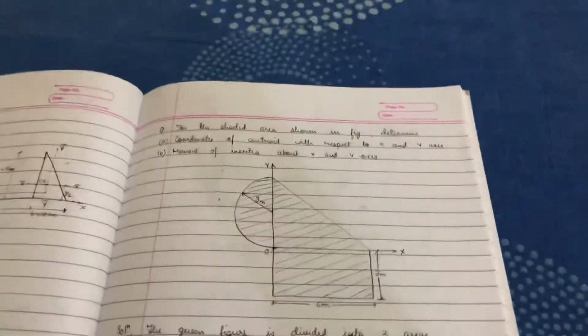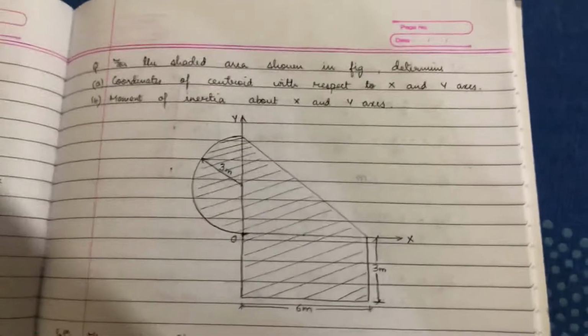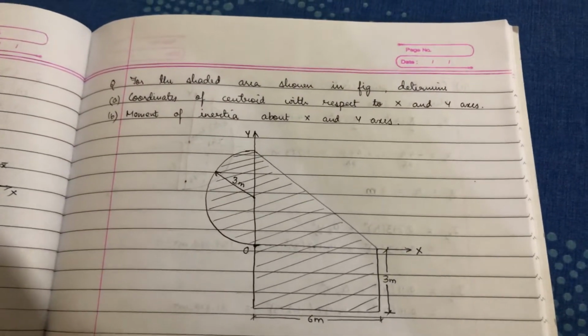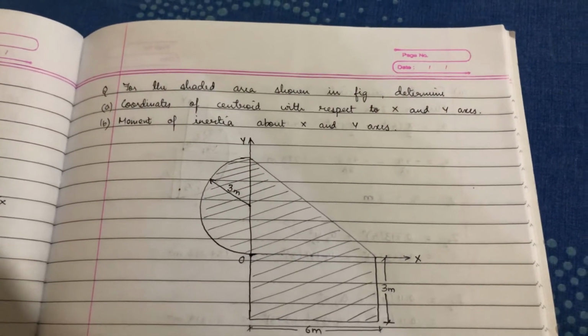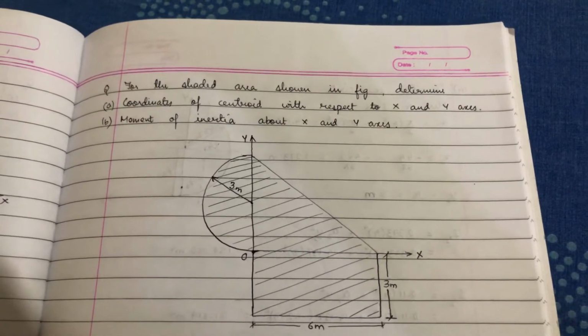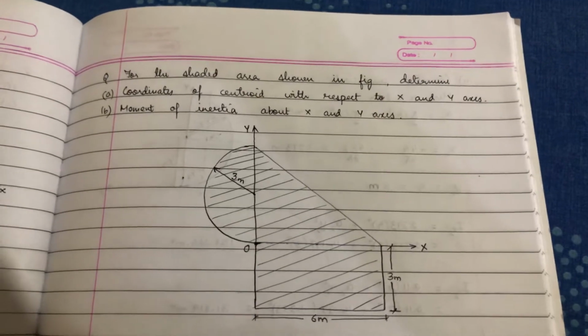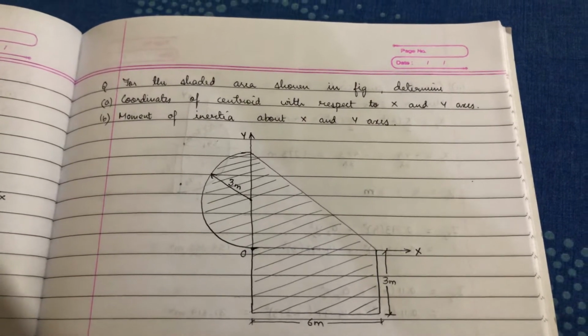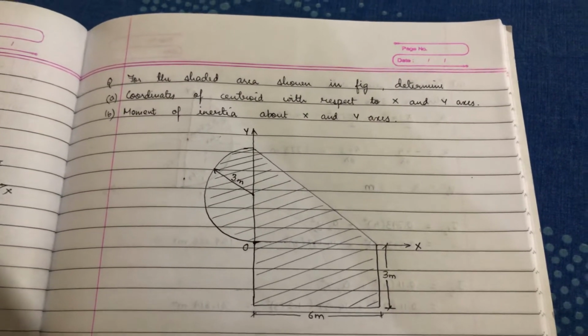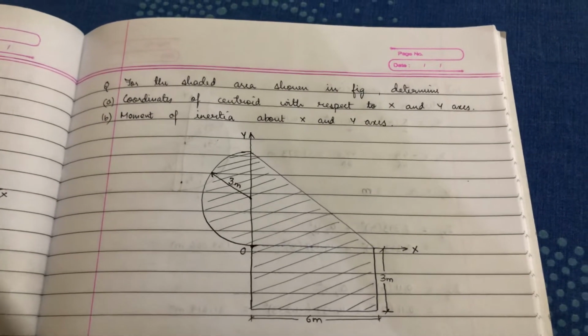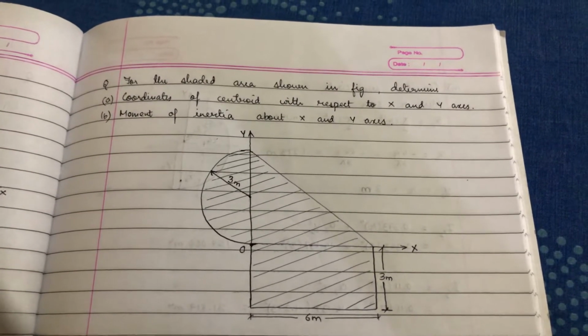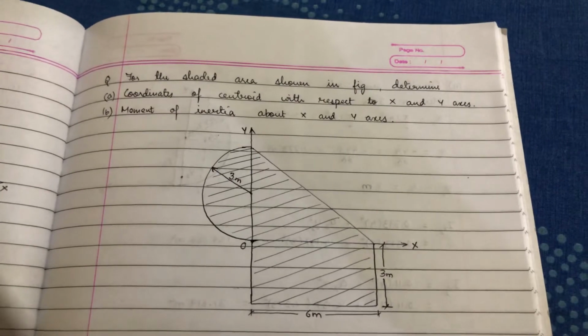This is the second problem. For the shaded area shown in figure, determine coordinates of centroid. I'll skip that portion. I hope you people can do that yourself. We will do the second part, moment of inertia about x and y axis. But to find the moment of inertia about x and y axis, we need to find the coordinates as well.